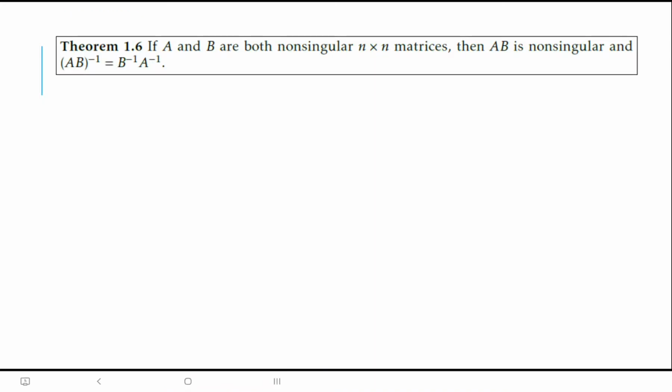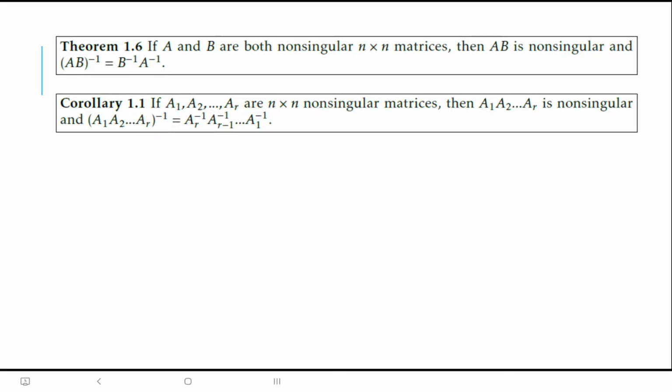Okay, so we have theorem 1.6. If A and B are both non-singular, so meaning pareho sila may inverse, then AB is also non-singular. So meron ka rin mahahanap na inverse ni AB. Okay, and then yung inverse daw ni AB ay equal lang kay B inverse times A inverse. Okay? So, we have here a corollary. Parang pag sinabi natin corollary, extension ng theorem. Okay, yun yung meaning ni corollary. Okay, so suppose that we have r number of matrices, non-singular, lahat sila may inverse.